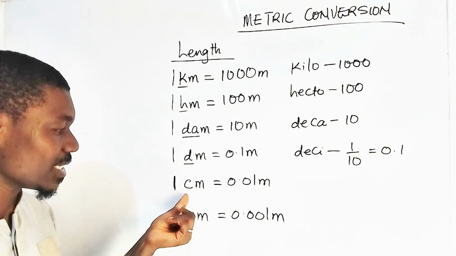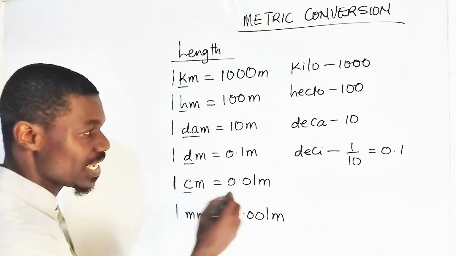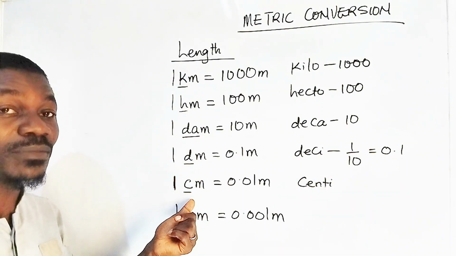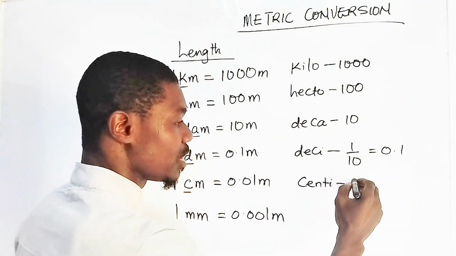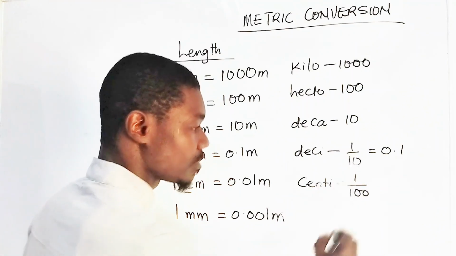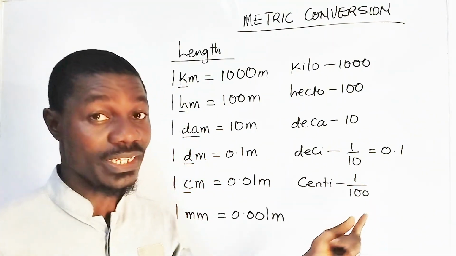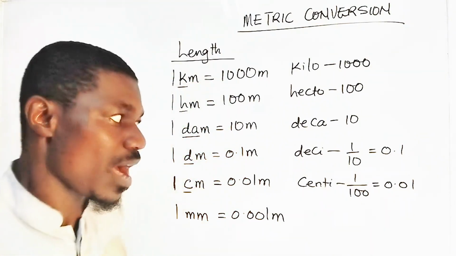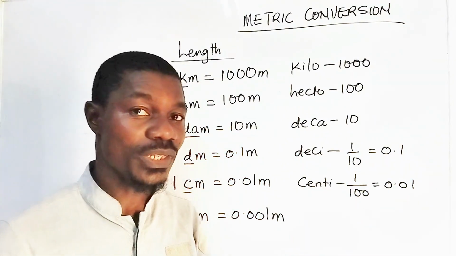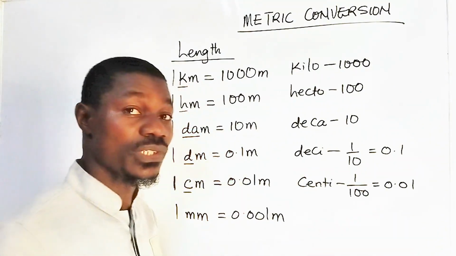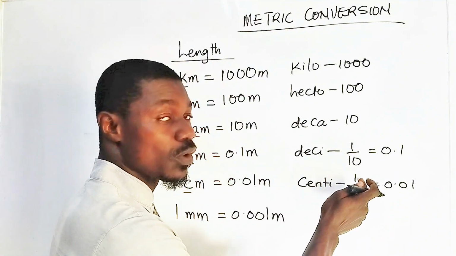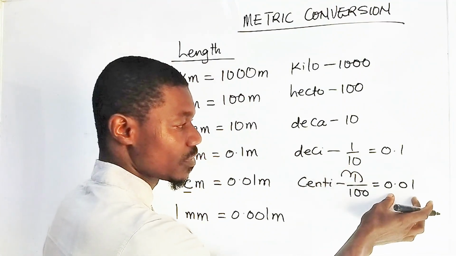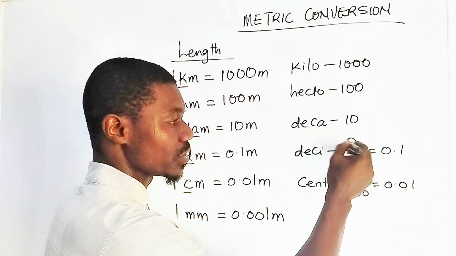Now the next one here is centimeter. This C here implies centi, and the value is 1 over 100. This is in fraction. Now in decimal it is 0.01. You might be asking, how do I convert 1 over 100 to decimal? Since you have 2 zeros, just count 2 places to the left, 1 and 2, and the same thing with this, just once.